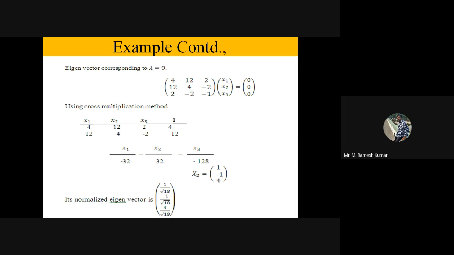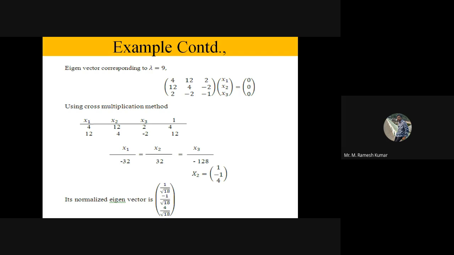To find the second eigenvector, put lambda equal to 9. We get this matrix. Now apply cross multiplication, just arrange like 4, 12, 2, 4, then 12, 4, minus 2, 12. After simplification, we get x2 equal to 1, minus 1, 4. Its normalized eigenvector is 1 by root 18, minus 1 by root 18, 4 by root 18.